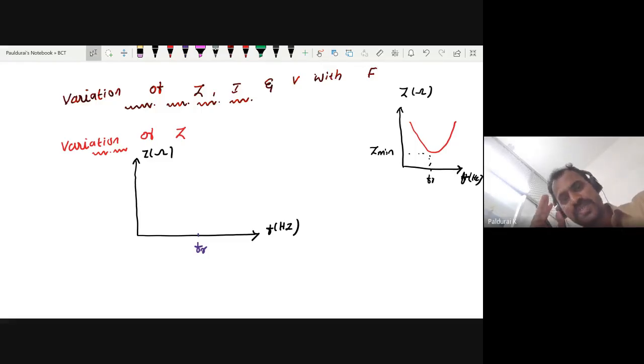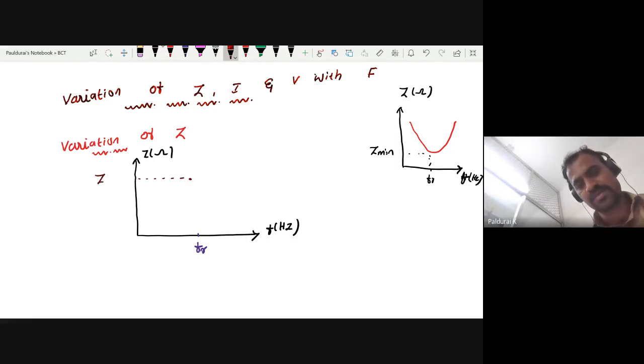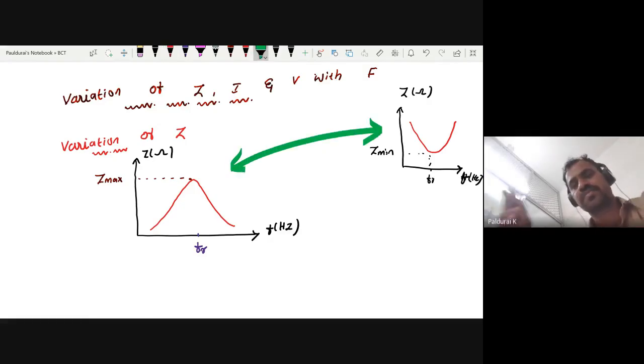In series resonance circuit, if resonance frequency gives minimum impedance, how will parallel resonance be? At resonance frequency you will get a maximum impedance. So how will the curve look? Automatically, if you sketch, it is just the reverse of this. Can you relate these two? Just negation, just complement, just reverse, right?